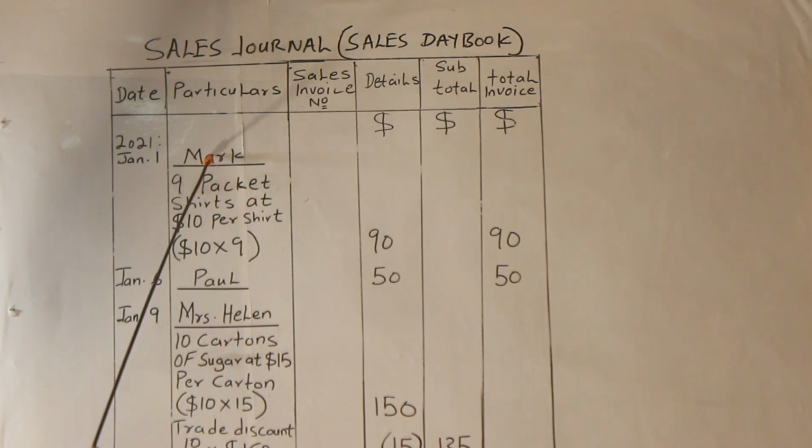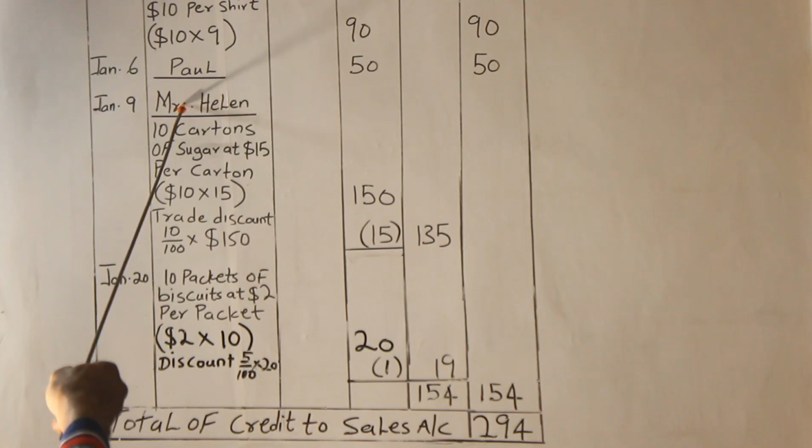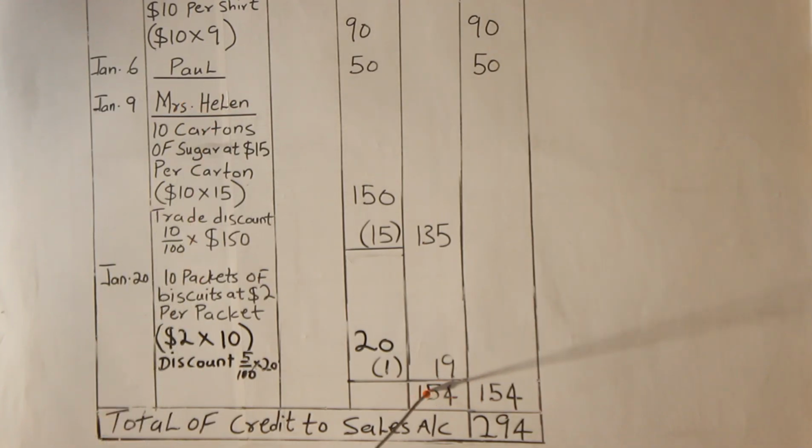So we are going to open an account for Mark, for Paul, and for Mrs. Helen, and have the account debited with the total cost of goods sold to them on credit, while our sales account will be credited in total with the combination of the total amount of goods sold to Mark, Paul, and Helen. So Mark is going to be debited with $90 goods sold to Mark. Paul is going to be debited with $50 goods sold to Paul. While Mrs. Helen is going to be debited with the total goods of $154 sold to her. That is $135 plus $19, which gave us $154.